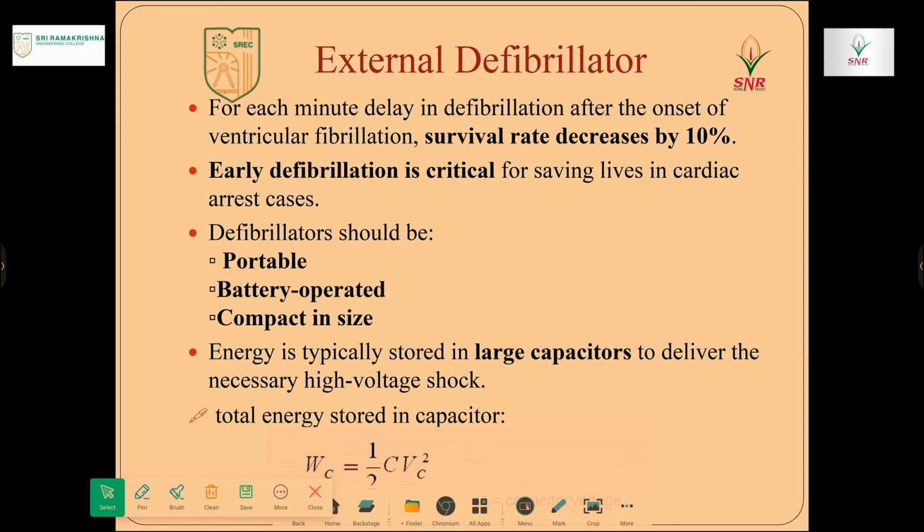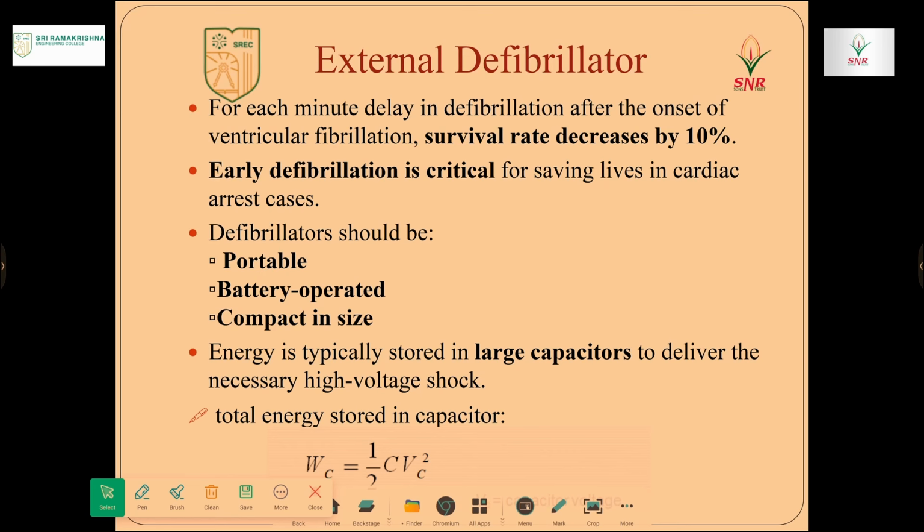External defibrillator. For each minute without defibrillation after the onset of ventricular fibrillation, the survival rate decreases by 10%. So earlier defibrillation is critical for saving lives in cardiac arrest cases. Defibrillators are portable, battery operated and compact devices. The energy is stored in large capacitors, with the help of which we can deliver the necessary energy towards the patient, like a high energy shock.